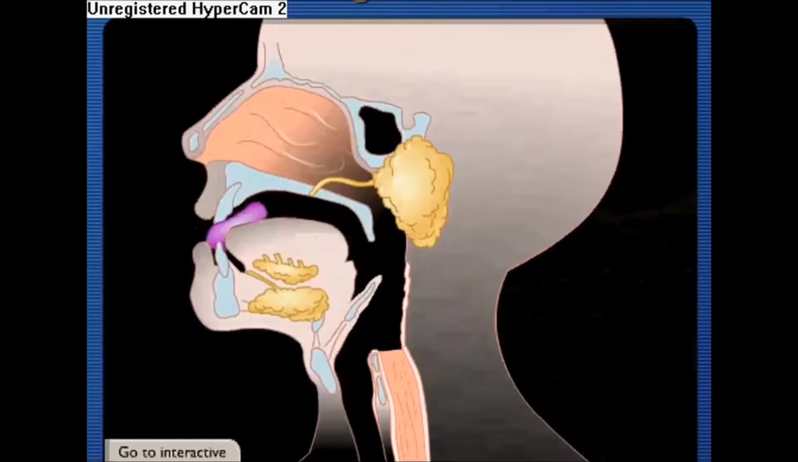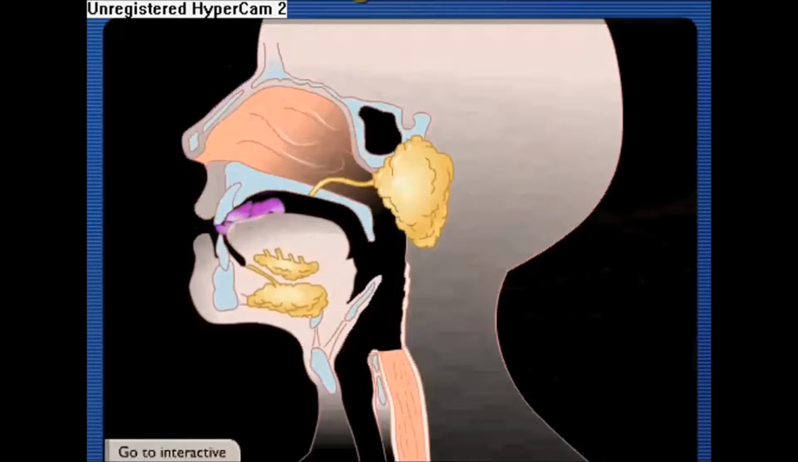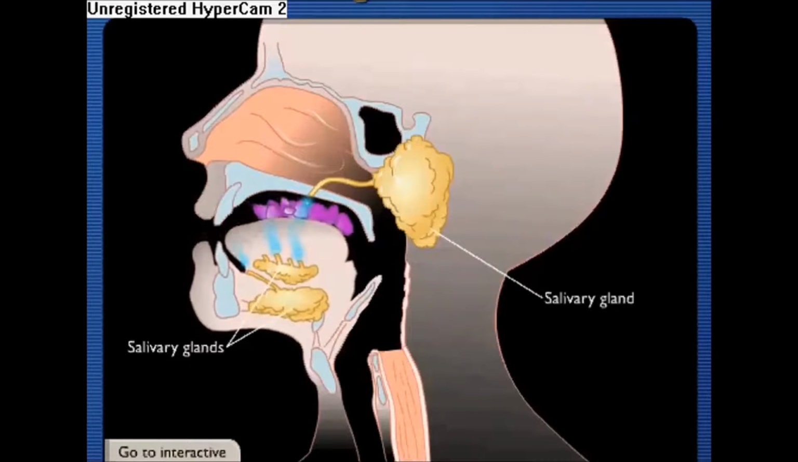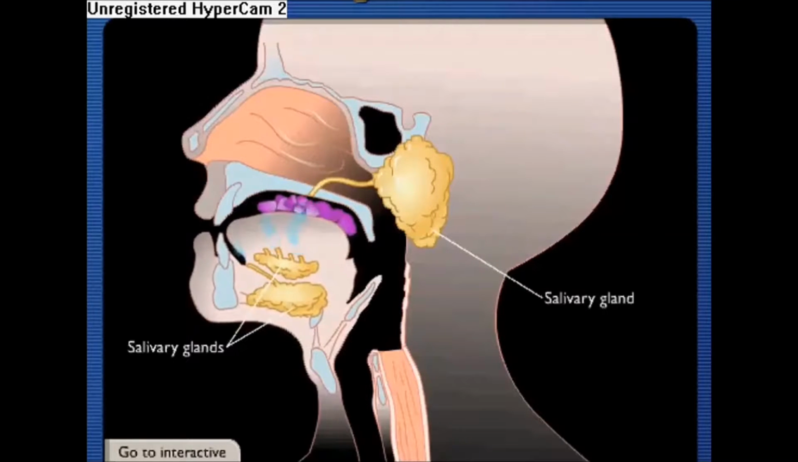Digestion begins in the mouth, where the teeth break food into smaller particles during mastication. Salivary glands located near the oral cavity secrete saliva, which begins chemical digestion and keeps the food moist.